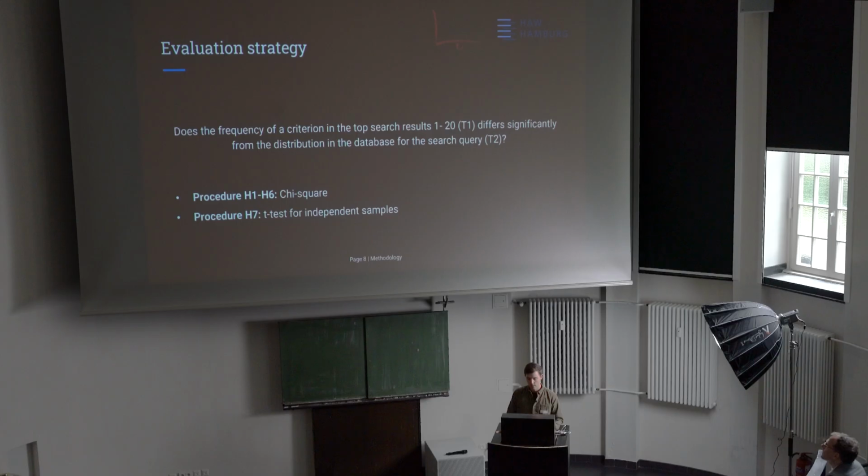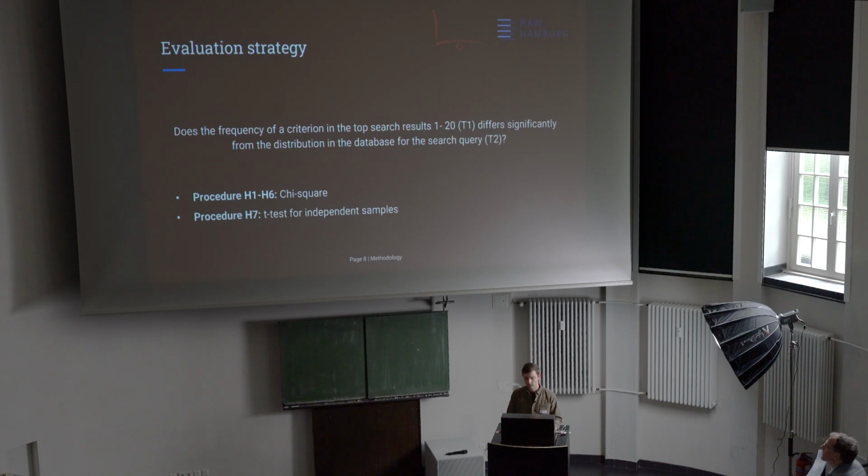And now we come to the results of our study. Thus, the frequency of the criterion in the top search results 1 to 20 differs significantly from the distribution in the database for the search query.